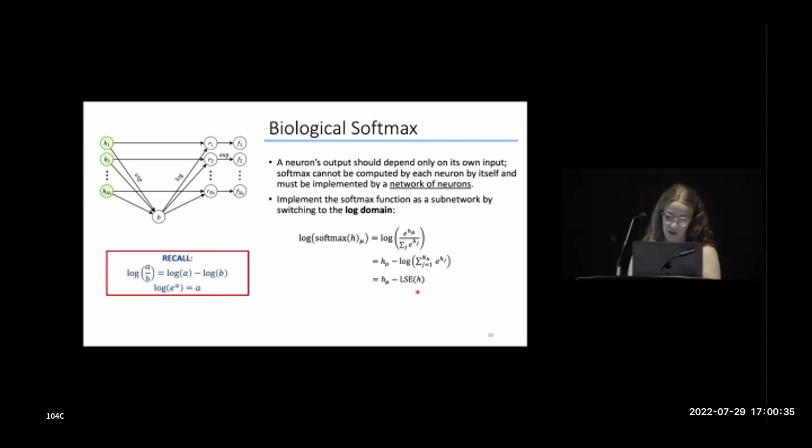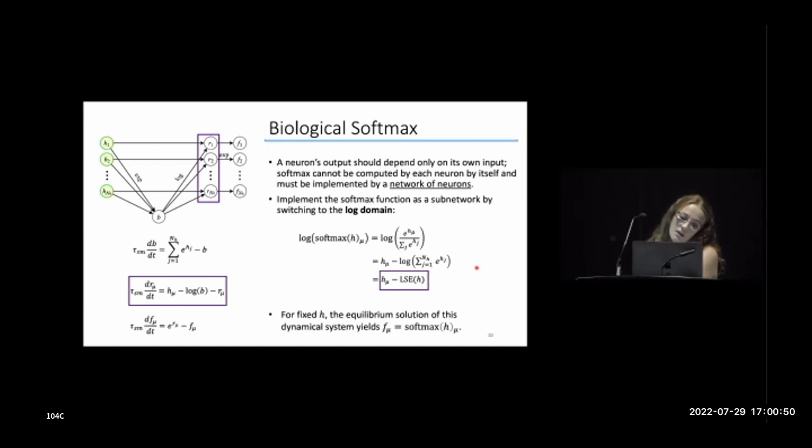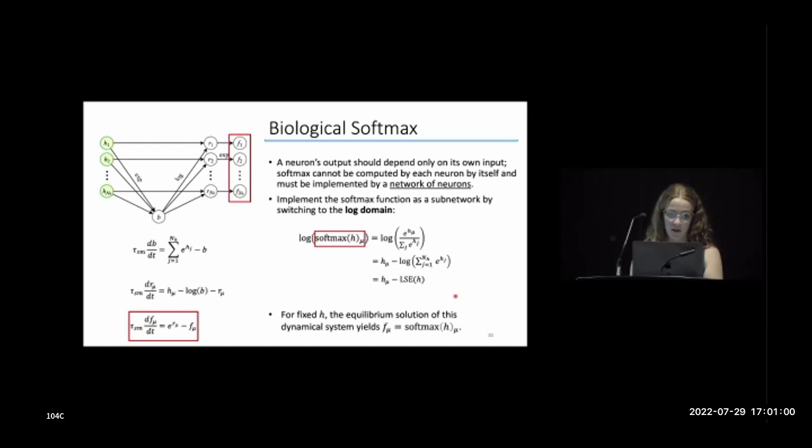And so to implement this, we created a B node to collect this sum of the exponentials of the h's, and then it projects the log of this value, so the LSE of h, to these R neurons, which also get input from the corresponding h neurons to compute this subtraction. And then, of course, to get back out of the log domain, we just apply the exponential and store the softmax of the h values in these F neurons.